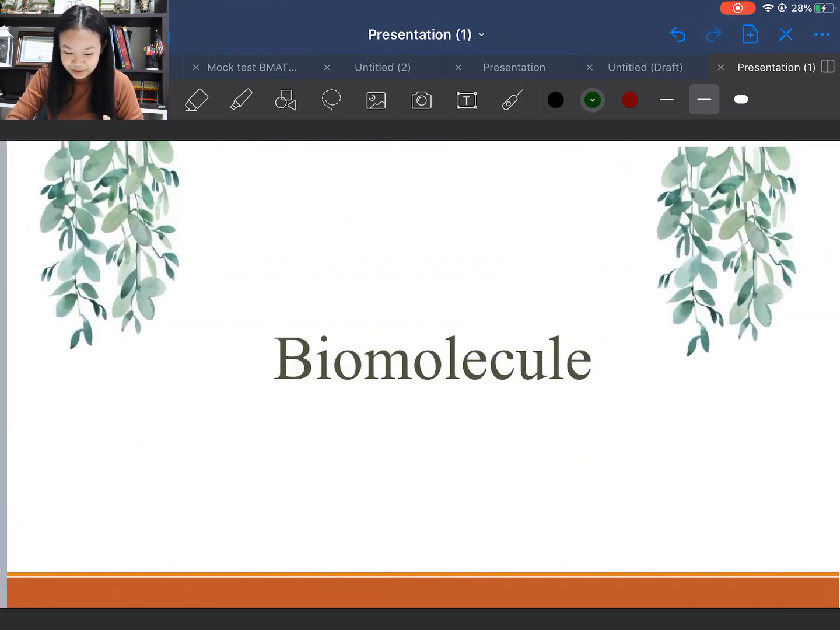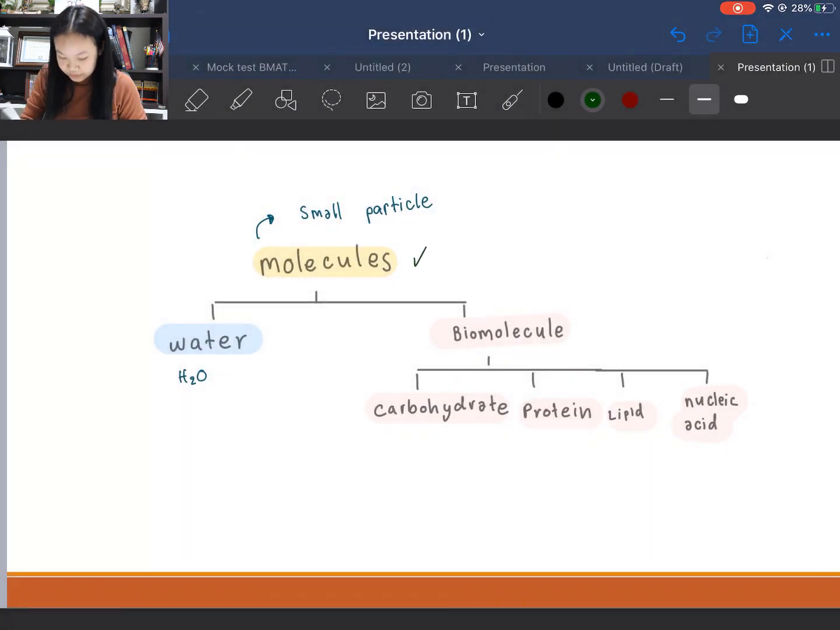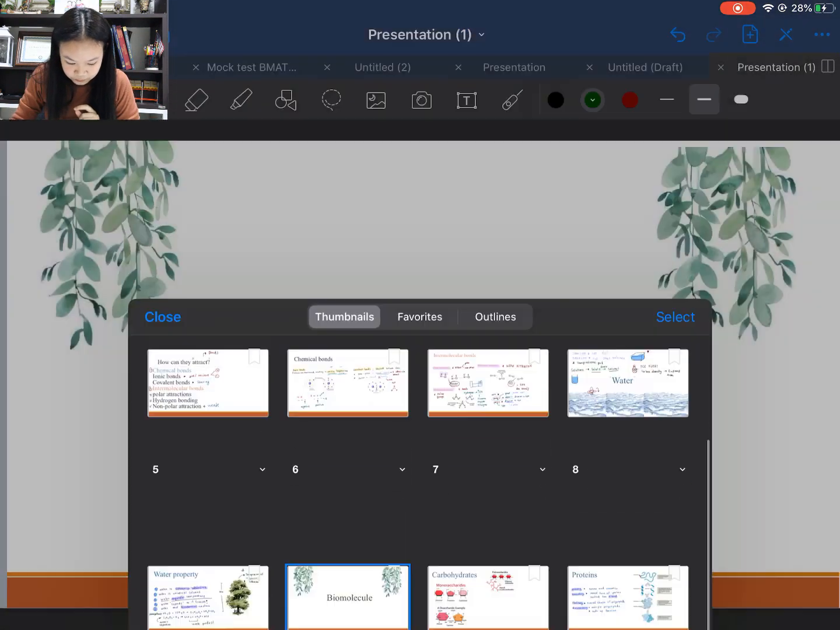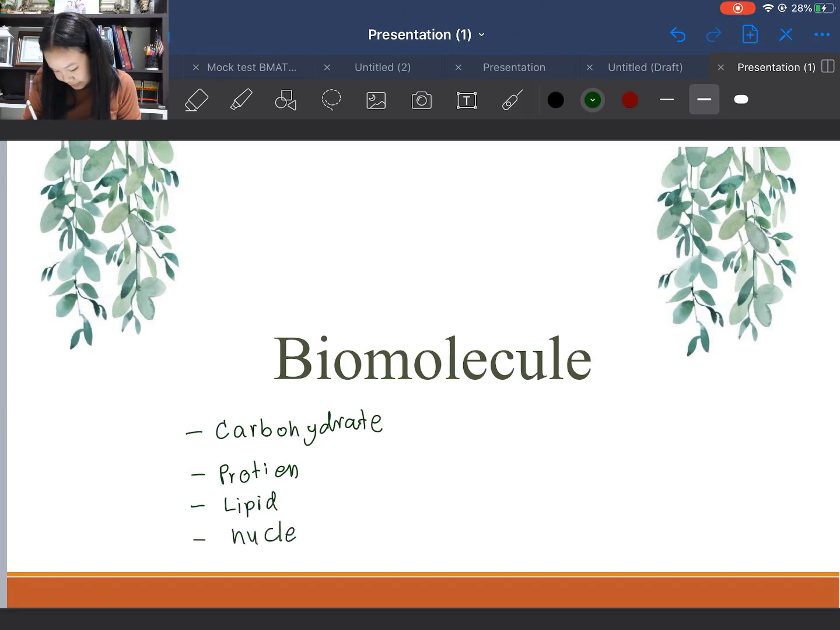Now, that's it for the first step. We got through the molecules, we got through the water. Now, the next one is our biomolecules. As I mentioned, biomolecules are divided into four things: carbohydrate, protein, lipids, and nucleic acid. I'm going to go ahead and write it briefly. Carbohydrate, protein, lipid, and our last thing is nucleic acid.